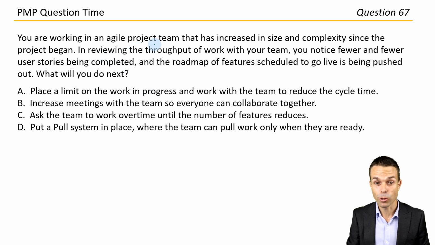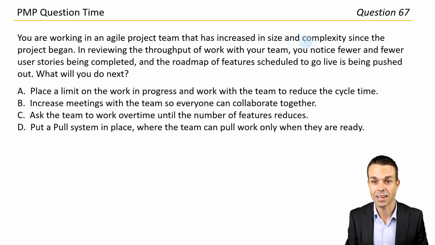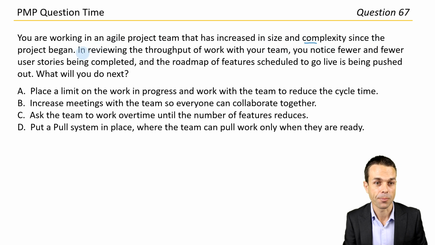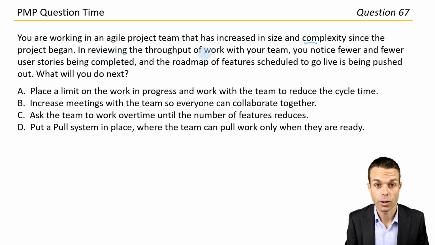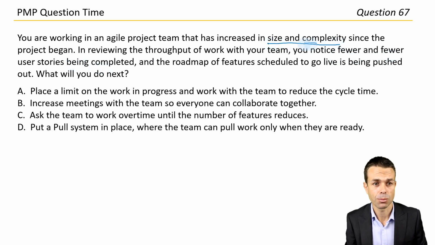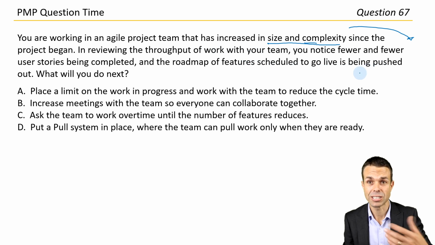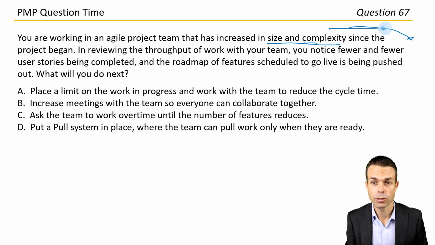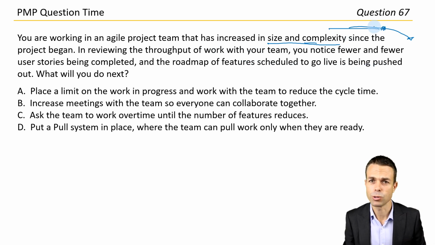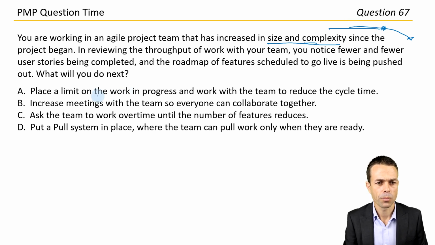You're working in an Agile project team that has increased in size and complexity since the project began. In reviewing the throughput of work with your team, you notice fewer and fewer user stories being completed. So we've got an increase in size and complexity, and now the work is starting to go down. And the roadmap of features scheduled to go live is being pushed out. So our schedule is being pushed out. So what are we going to do next? So can we reduce the complexity here somehow? Place a limit on the work in progress and work with the team to reduce the cycle time.